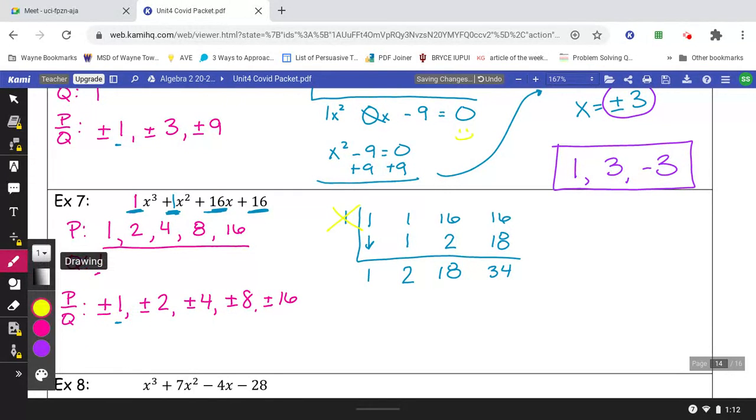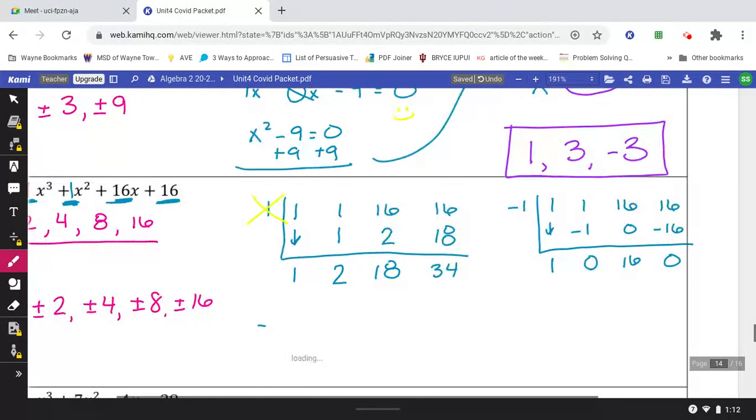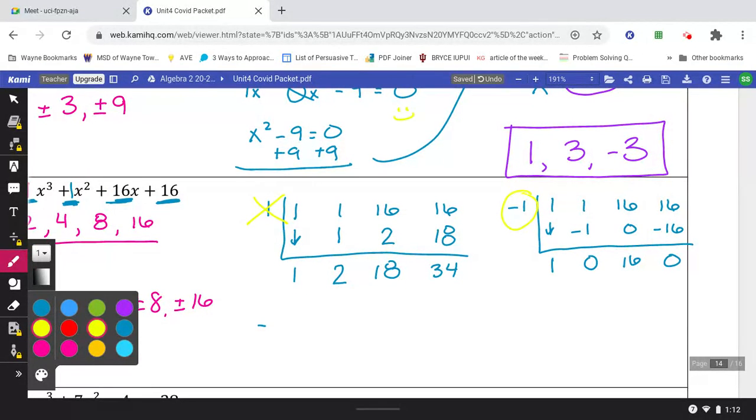What I'll have to do next is start over again but using a -1. So we're just going to check the next number on the list right here. I've got the +1. Now I'm trying to check the -1. I'll line up my numbers the same way I did before, my coefficients. We'll do this one a little bit faster. Drop down the 1, multiply, add, multiply, add, multiply, and add. Notice that 0 there. That means that is a correct answer. So -1 is definitely one of my answers.